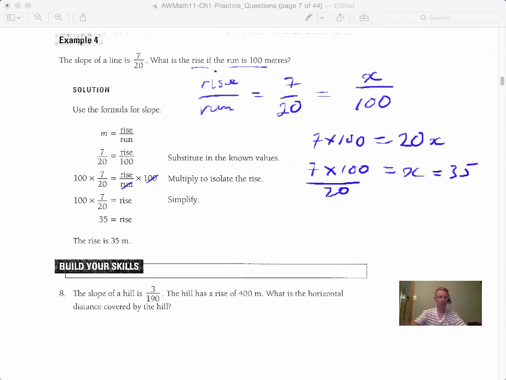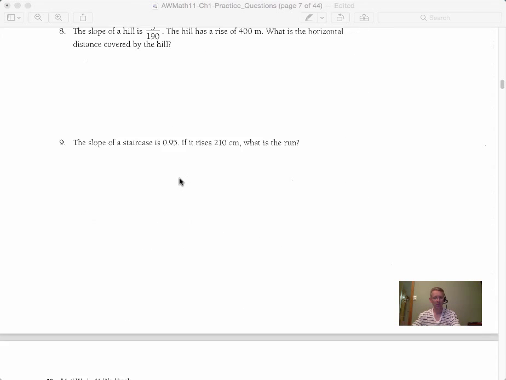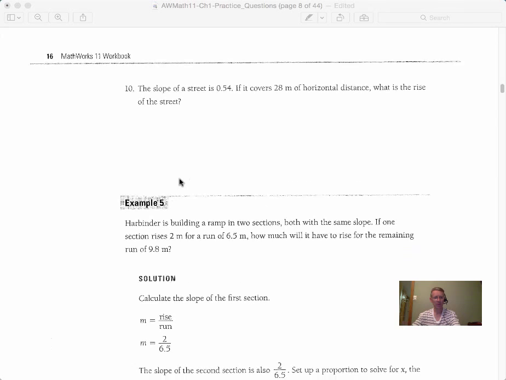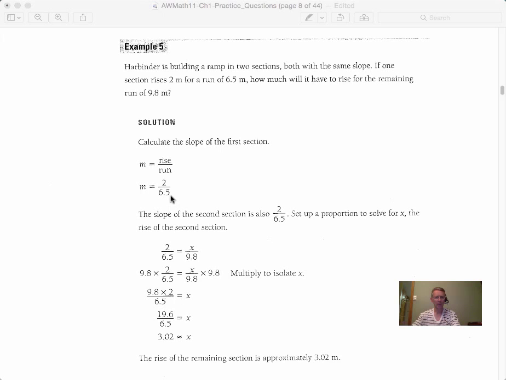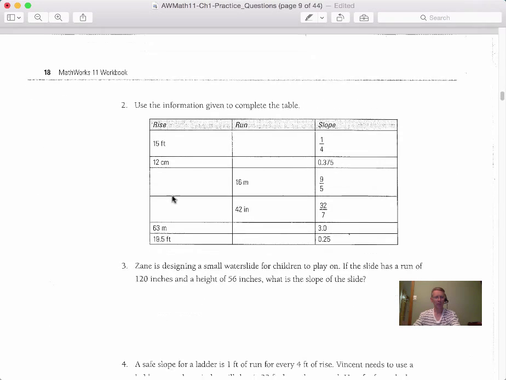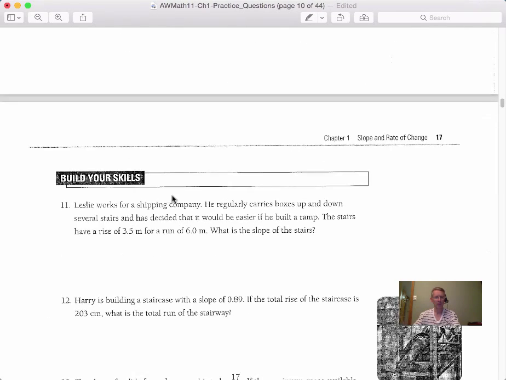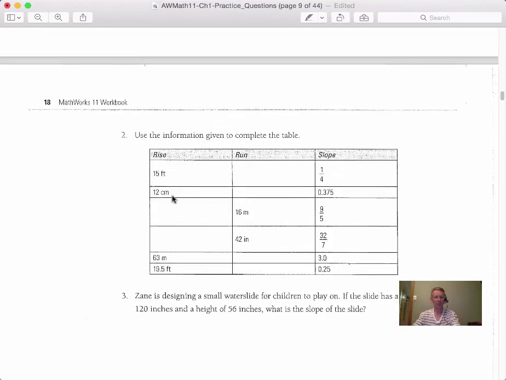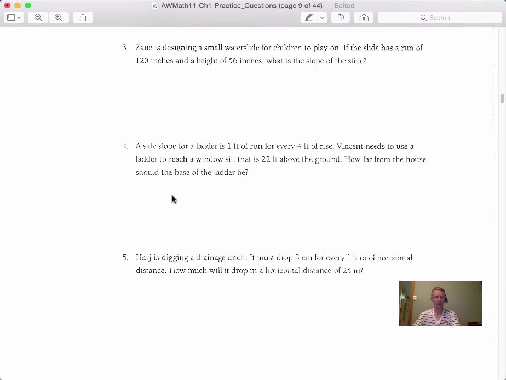So if you would just go ahead and answer the last few questions here to 10 in class tomorrow. I'd like you to read over example 5 here. You should have a good idea of what's going on now. And probably you'll be working on these also in class tomorrow. So up to page 18 and complete that page for class. And that ends lesson 1.